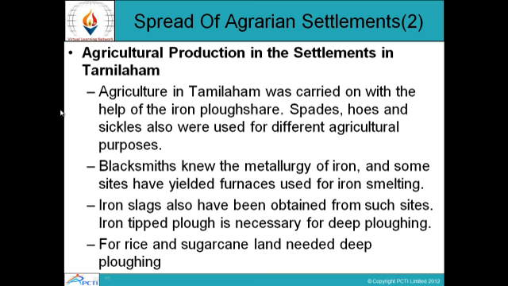Agricultural production in the settlements in Tamilaham. Agriculture in Tamilaham was carried on with the help of the iron ploughshare. Spades, hoes, and sickles were also used for different agricultural purposes. So different tools and equipment, different iron ploughshares, were used for different agricultural purposes. Blacksmiths knew the metallurgy of iron, and some sites have yielded furnaces used for iron smelting. Iron slags also have been obtained from such sites. Iron tip plough is necessary for deep ploughing. For rice and sugarcane, land needed deep ploughing.